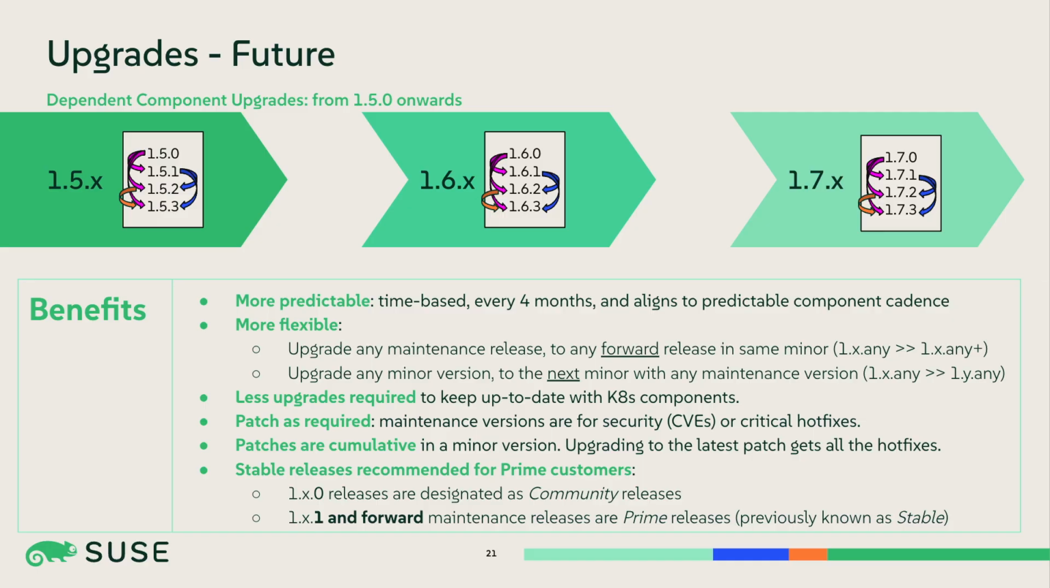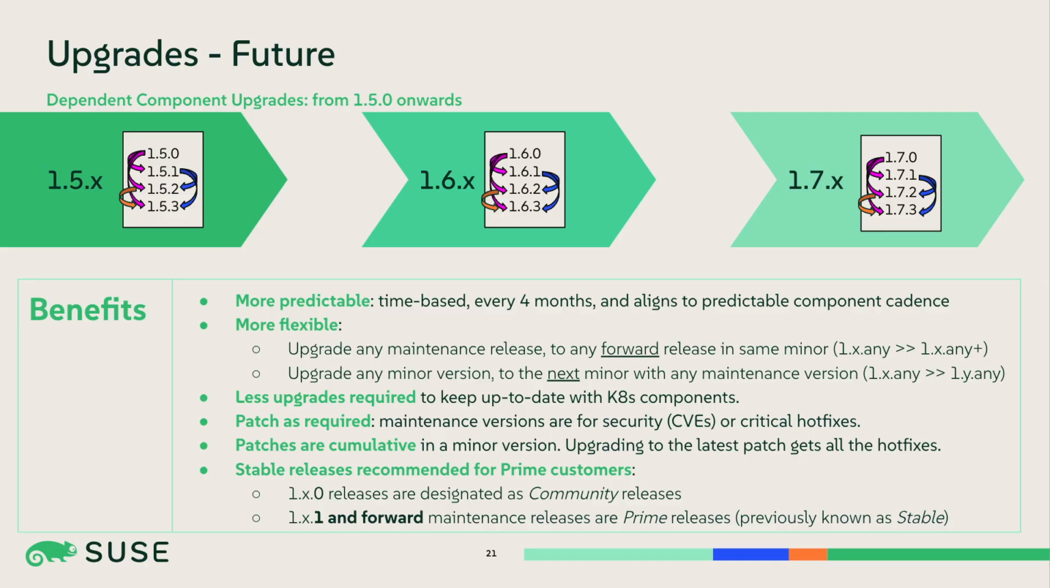The minor versions, i.e. 1.5, 1.6, 1.7, we're now doing it on a time-based release schedule, so it's going to be every 4 months. That will allow us to keep up to date with Kubernetes, and it makes it really predictable for you guys when those things are coming out. And it also aligns to the rest of the Rancher suite, because the rest of the Rancher suite, including Longhorn, is all kind of aligning in this model.